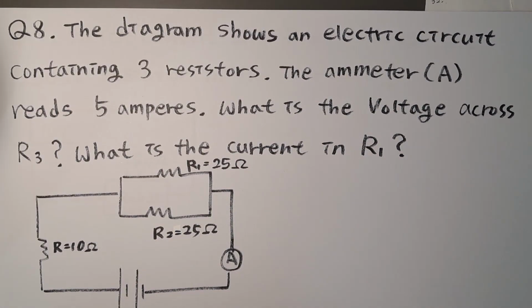The diagram shows an electric circuit containing 3 resistors. The ammeter reads 5 amperes. What's the voltage across R3? What's the current in R1?